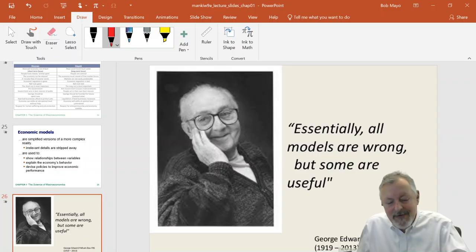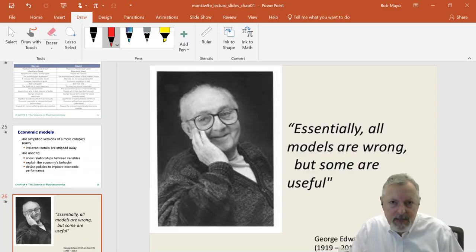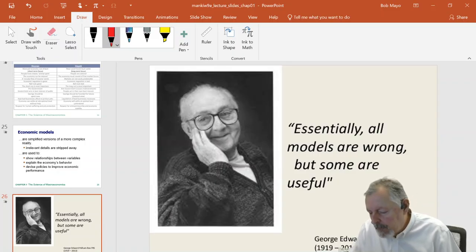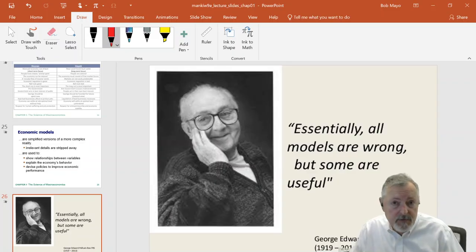If a model did not leave out big chunks of the stuff it's trying to model, then it would be as complicated as the thing you're trying to model, and it wouldn't be useful because you couldn't understand it. A model is only useful because it is, in a sense, incomplete, inaccurate. If it was a perfect model, the only perfect model of the universe is the universe. It's not very helpful. You still can't understand it. So, all models are wrong in that they leave out a lot of stuff, but some are useful.